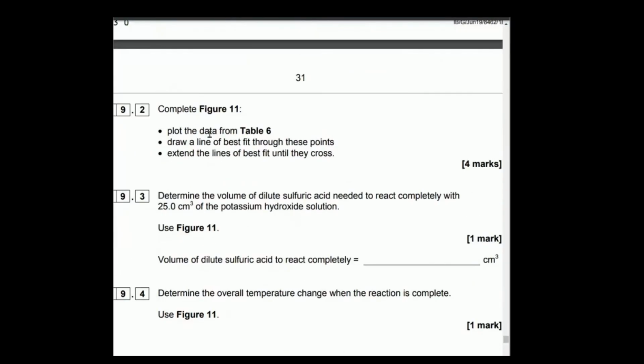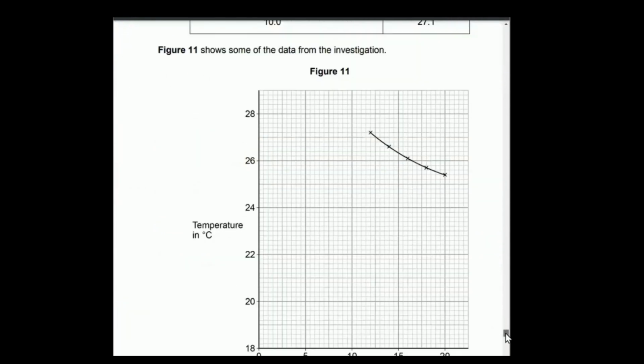For this next question, it says complete figure 11. Plot the data from table 6, draw a line of best fit through these points, extend the lines of best fit until they cross, and determine the volume of dilute sulfuric acid needed to completely react with 25 centimeters cubed of potassium hydroxide solution. Well, I need to get both the graph and the table on the page at the same time, and then let's go through and plot this up.